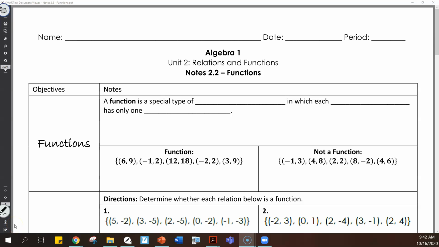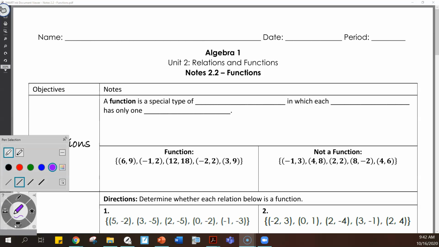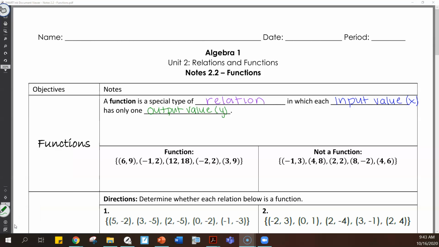Everyone, today we're going to be talking about a specific kind of relation called a function. So like I said, a function is a special type of relation in which each input value, or x value, has only one output value, y. So this is just a fancy way to say that x values should not repeat.